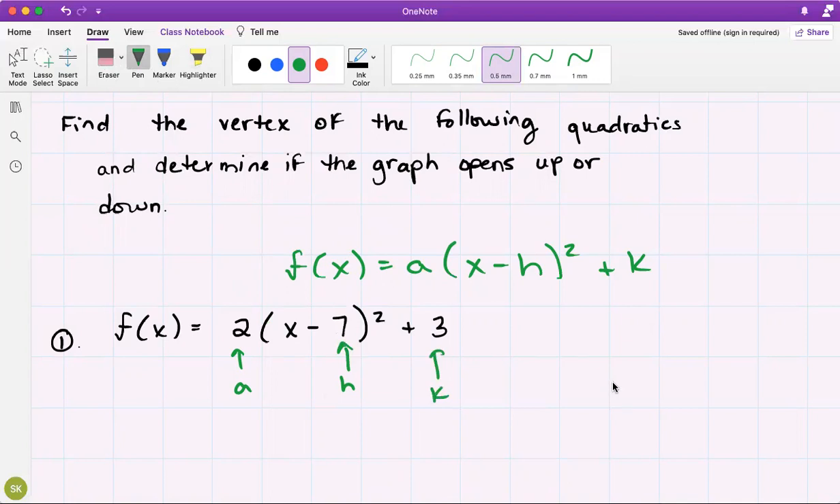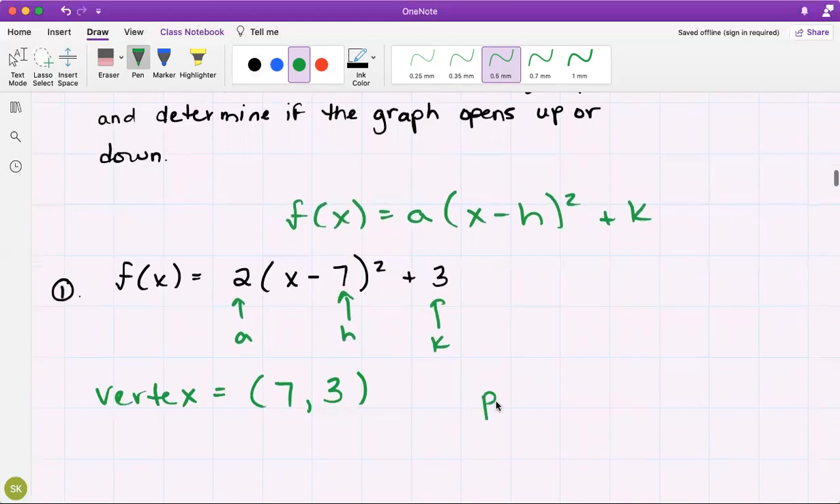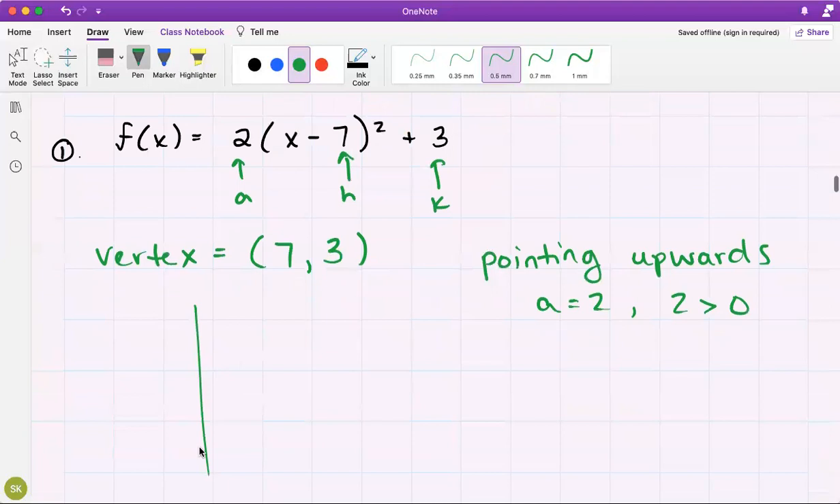So when you have it in this form, you can quickly see what the vertex is and if you're pointing up or down. So our vertex is just 7, 3. So the opposite of what you see, which is negative 7, take the opposite, and then keep the sign of this one. And we're pointing upwards. And that's because a is equal to 2, and 2 is greater than 0. So our vertex is at 7, 3. Now you don't have to graph it.